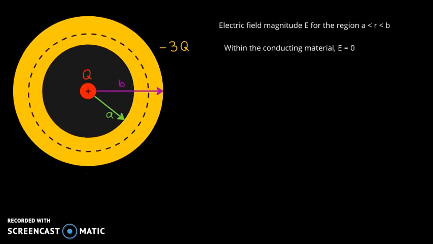Next, let's determine the electric field in the region R in between A and B. That is the region within the conducting material, and the electric field in a conducting material is equal to 0. So in this region, the electric field is going to be equal to 0.